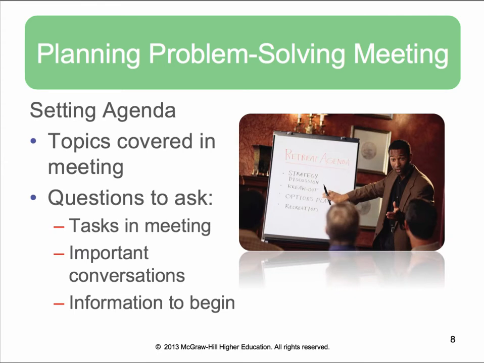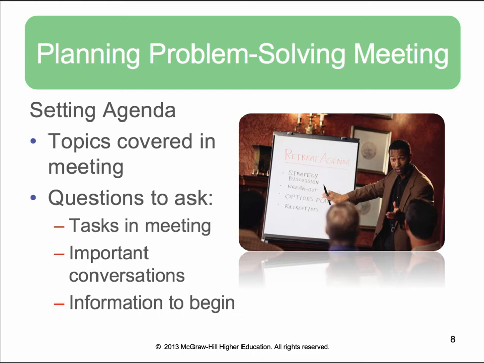The next piece in planning a meeting, after we've selected that we actually do need that meeting, is setting an agenda. We need to make sure that all the topics covered in the meeting are well planned out, even that we have time frames for each thing on the agenda. And that the agenda is sent out to everyone before the meeting.